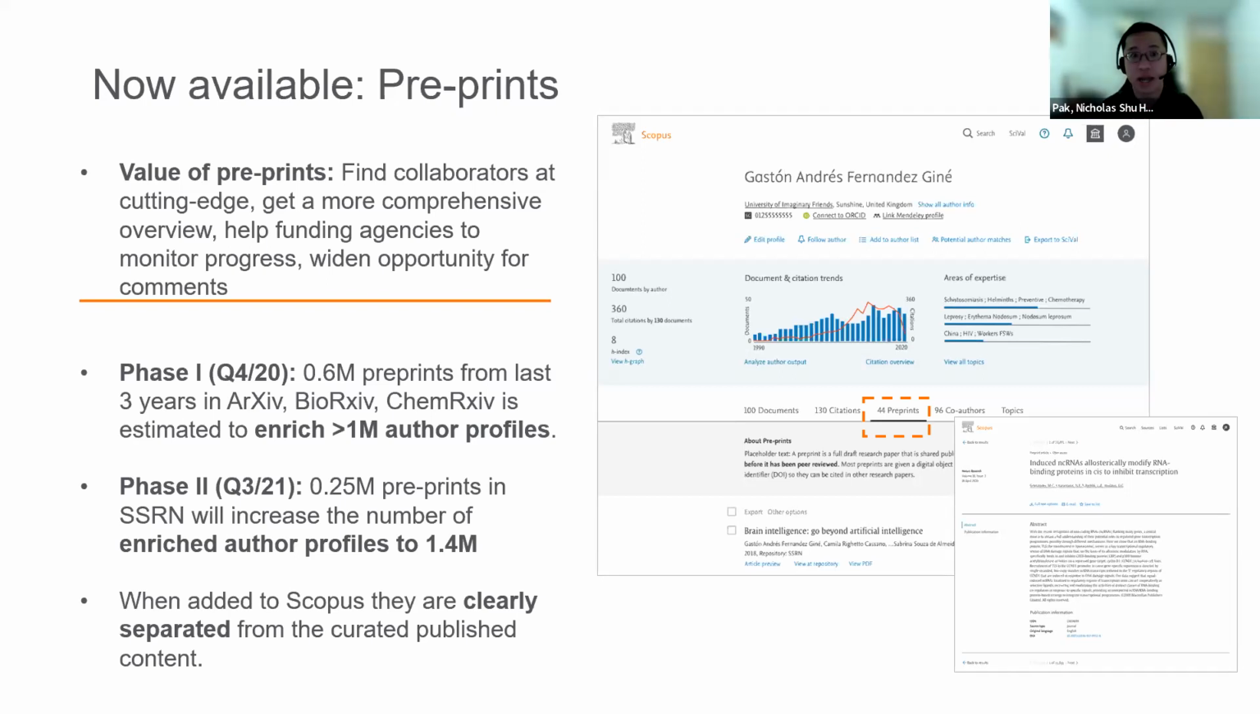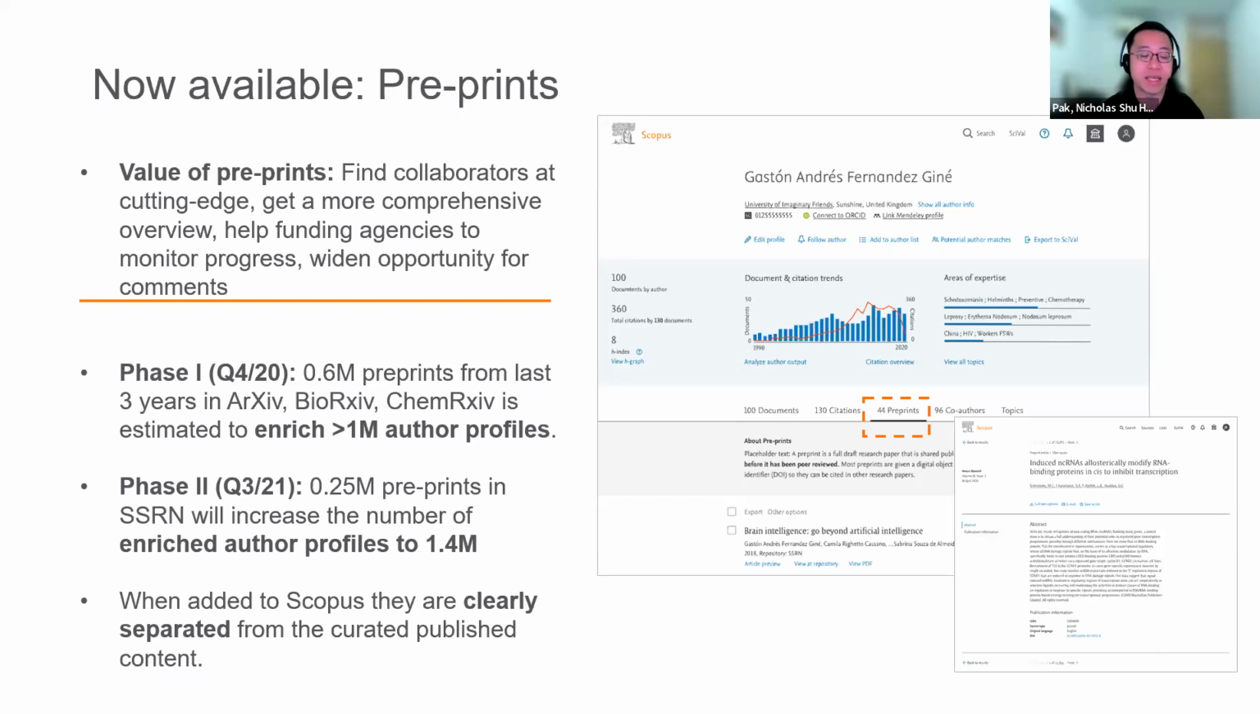Sometimes you want to find collaborators who are at the cutting edge of their own research domain. Sometimes by leveraging preprints, you'll be able to understand information and research that's coming out as soon as possible. Through preprints, you can also get a more comprehensive overview. You're able to understand how funding agencies are monitoring progress, and this also widens the opportunity for comments with regard to your research.